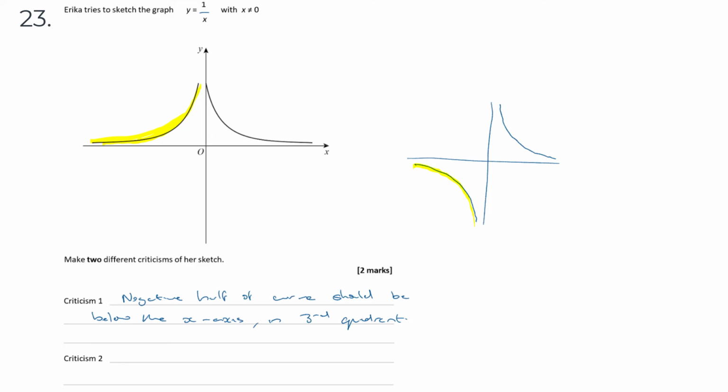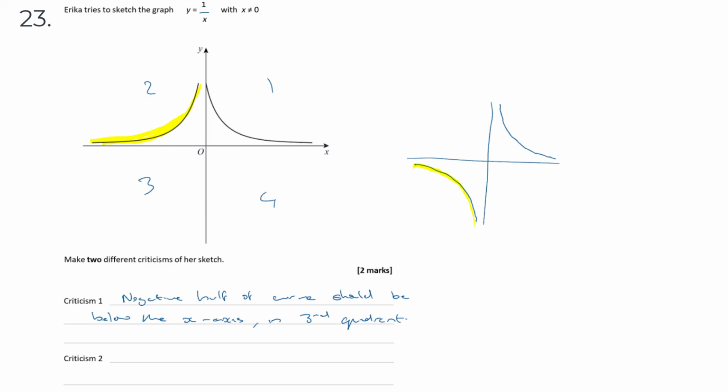That's kind of two ways of saying the same thing. I'm not quite sure why I wrote both, but anyway, just being very clear. So the negative half of curve should be below the x-axis in the third quadrant. So the third quadrant, first, second, third, fourth. Okay, so the third quadrant is that kind of bottom left corner of the graph. So that's one of my criticisms.